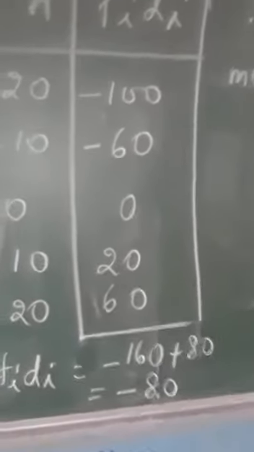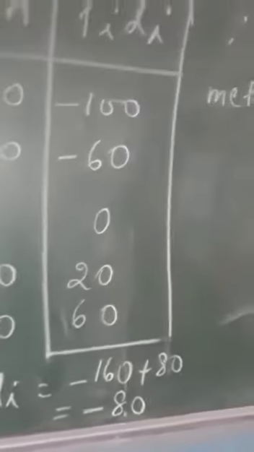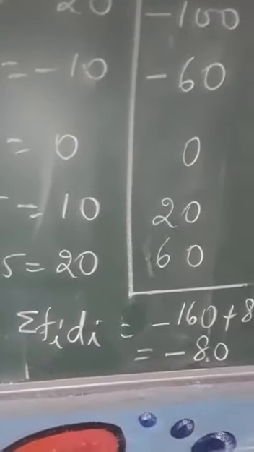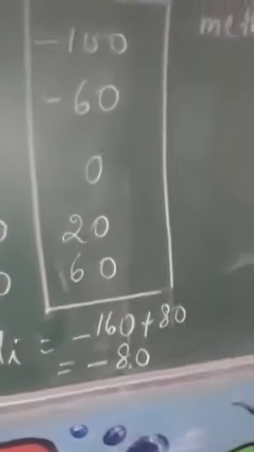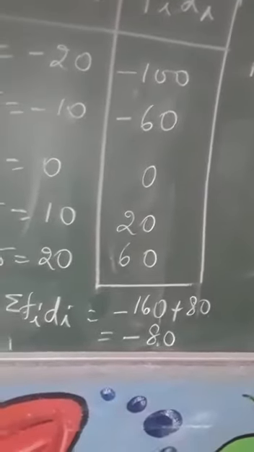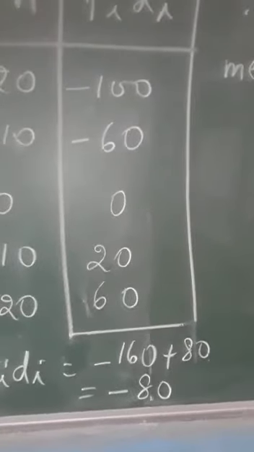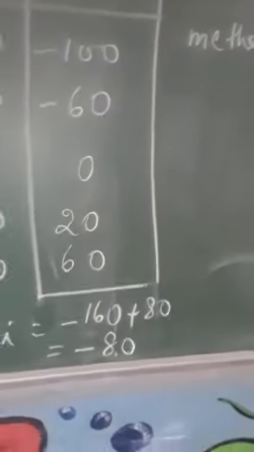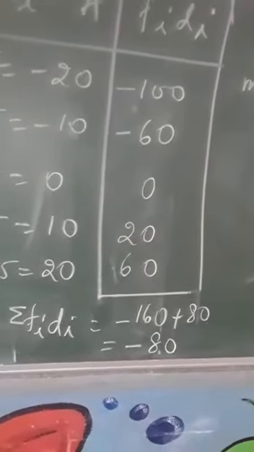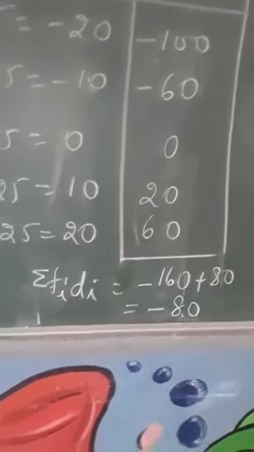After obtaining the value of fi di, what do we do? We find out the total sum, that is summation of fi di. Summation of fi di, we have added all the negative terms together, that is equals to minus 160, and then we have added all the positive terms together, they are equals to 80. Now we will simplify it to get the value of summation fi di, that is equals to minus 80.